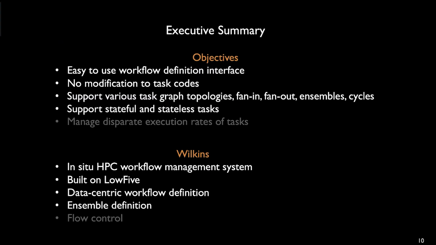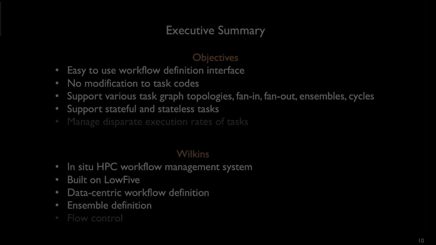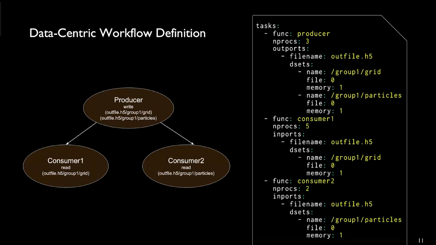In the next slides, I will be focusing on the workflow definition interface of Wilkins to show how we can describe data-centric workflows and ensembles. In Wilkins, we provide an API for users to define the workflow graph. And here, what users do, they indicate the data and resource requirements of the tasks. Let's say, for example, we have a workflow graph like the one you see on the left, which consists of 3 different tasks. One producer coupled to 2 different consumers.